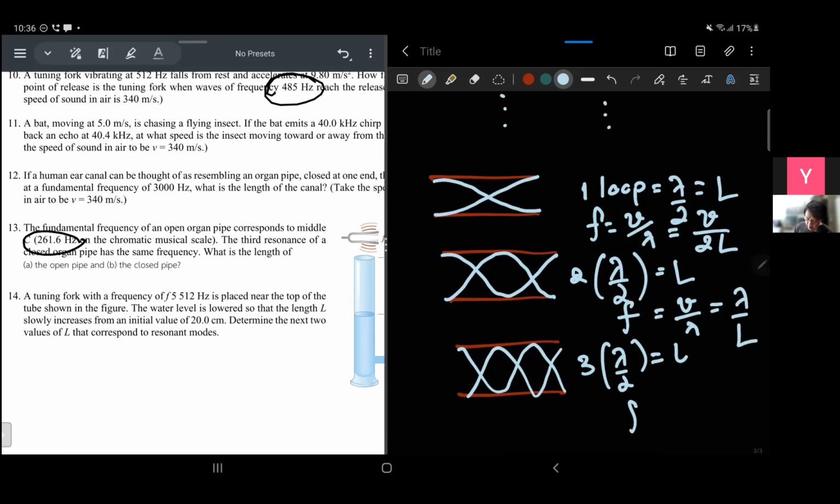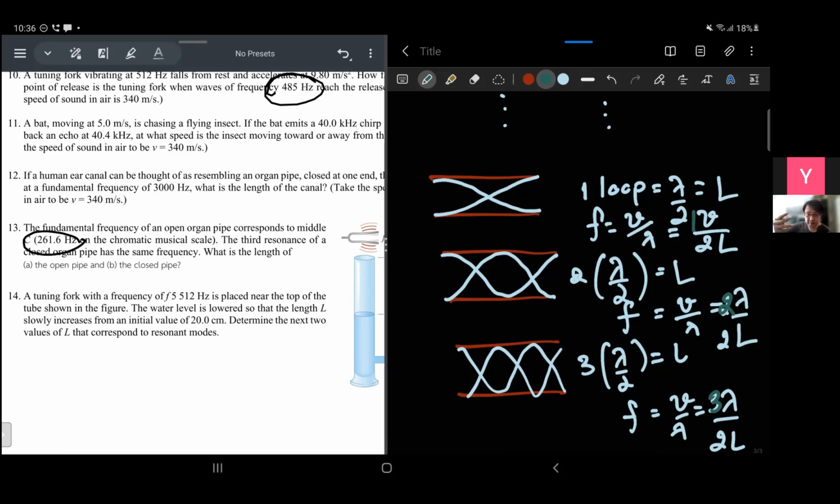And then you keep going. f is v over lambda, and for this one lambda is 2L over 3. So it's going to be 3v over 2L. I flip 3 up to the top. Okay, and here I can put 2 over 2 just to show a sequence of numbers that is increasing. As you can see, this one goes with number 1, this one number 2, and this one number 3. Then you can say in this case, your third resonance is also the third harmonic.